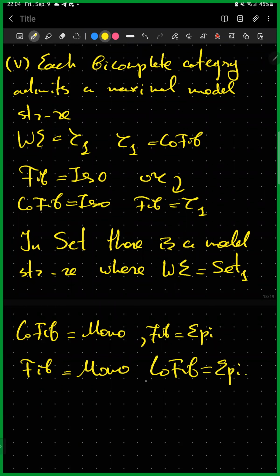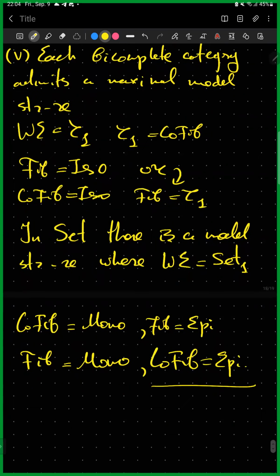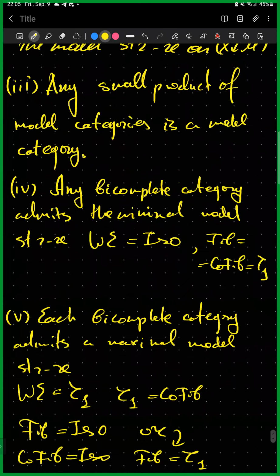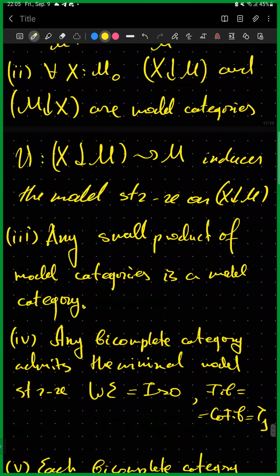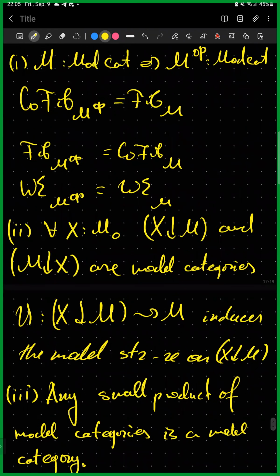Okay, so that was an example of a model category, of several model categories, in fact. Perhaps the most important here is this example of under or over category, because various properties of functors can be explained in terms of these categories.